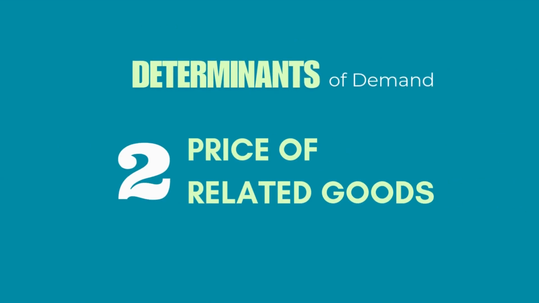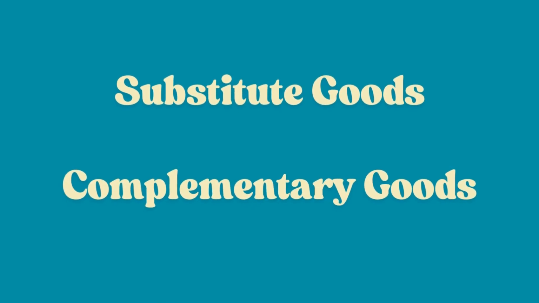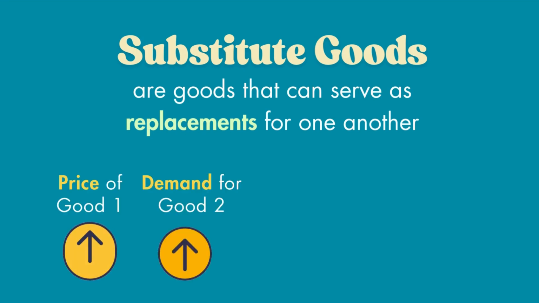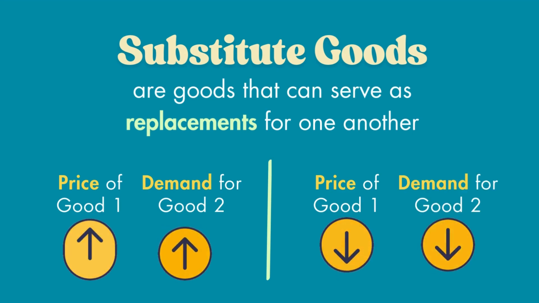Another determinant of demand is the price of related goods. A related good can be a substitute good or a complementary good. Substitute goods are goods that can serve as replacements for one another. This means that when the price of good one increases, the demand for good two increases, and vice versa. When the price of good one decreases, the demand for good two decreases.